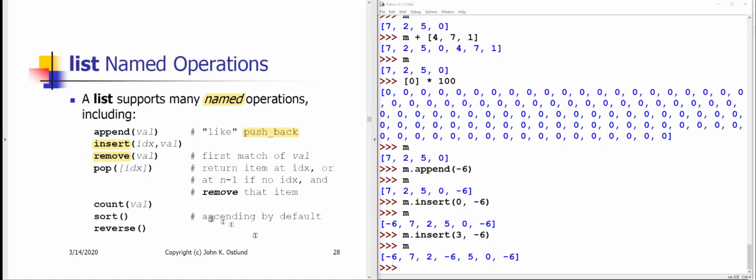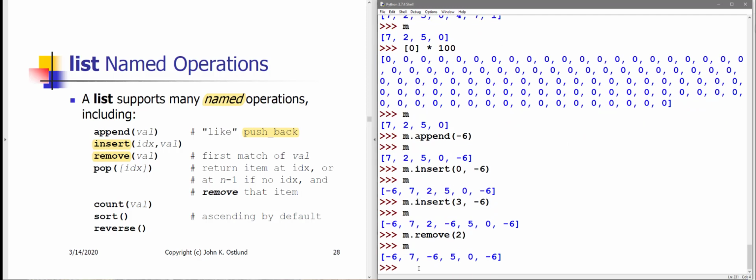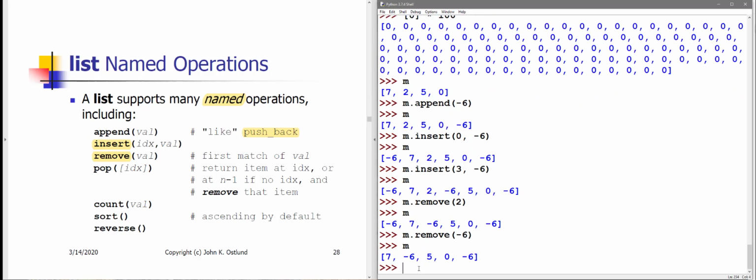Remove removes just the first match of some value. If I say m.remove(2), let's say, then the first 2 gets removed from m. If I say m.remove(-6), then only the first minus 6 is eliminated from m. The trailing 2 minus 6s, or the later 2 minus 6s, remain.